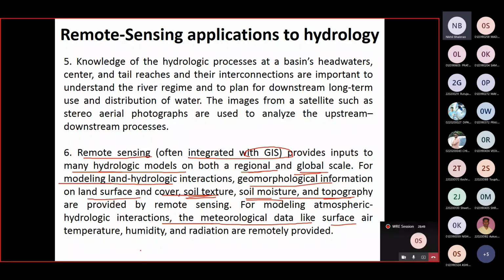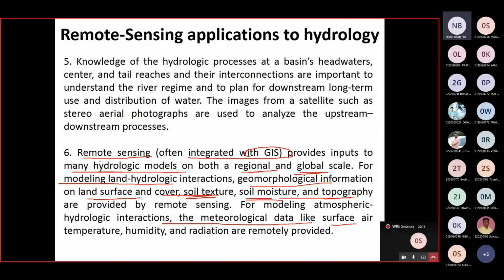Now, when we have all such data together, we can integrate or couple all these data, which helps us in developing a hydrological model that will simulate the runoff which may be generated from these particular parameters in the catchment areas. So that is the basic application we can have with respect to remote sensing data.